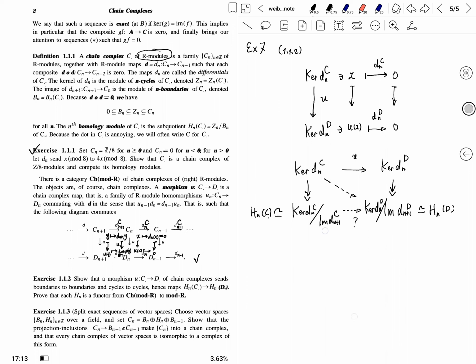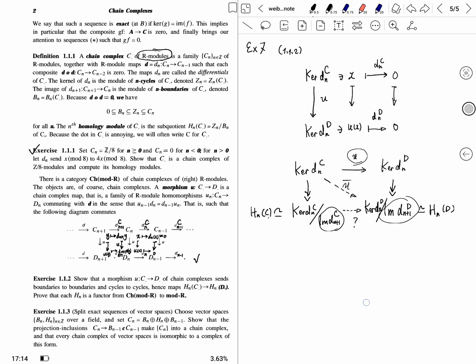You just have to check that the image of Dn plus 1 of C, under this composition, which I still call u, or call it u bar if you want, is mapped to 0, in other words. Okay, so the question is: does the image of Dn plus 1 of C map into the image of Dn plus 1 of D?